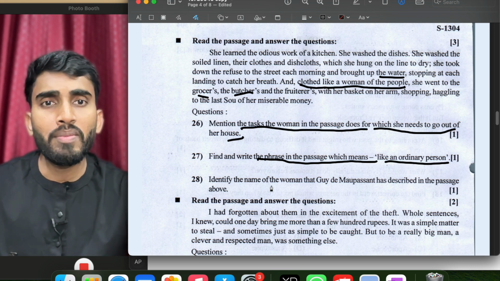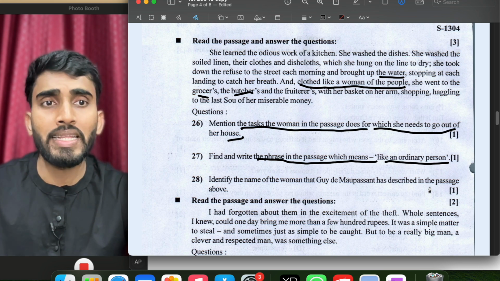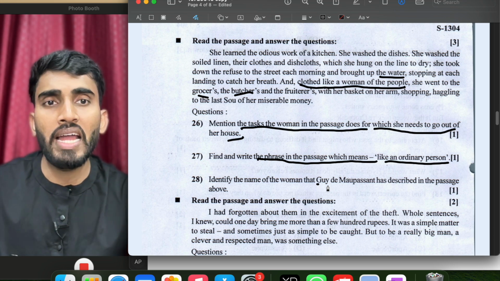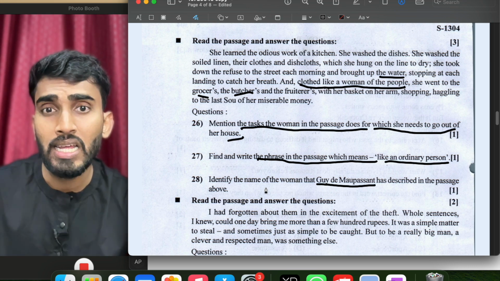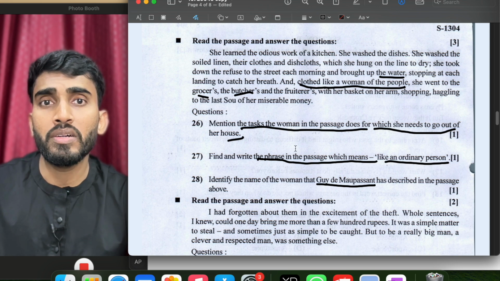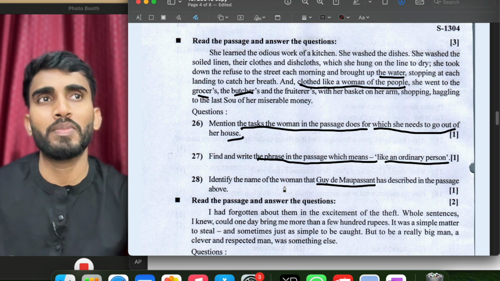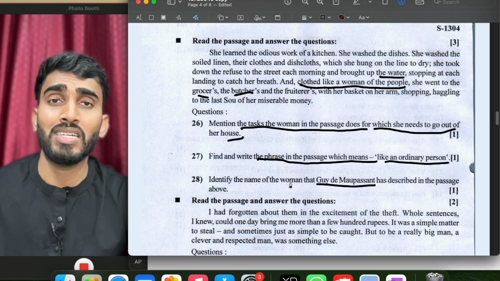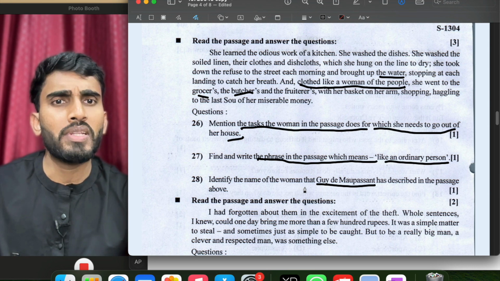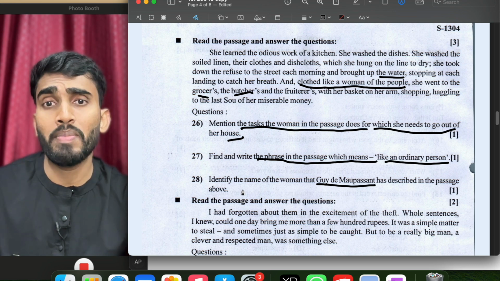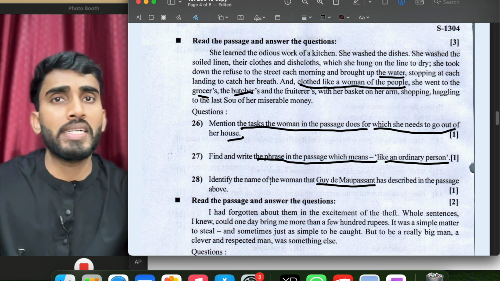Then identify the name of the woman that Guy de Maupassant has described in the passage. So this Guy de Maupassant is the author of this unit, which is called The Necklace. So the name of the woman here is, you must know the basic story. As per the story, the name of that lady is Matilda. So we'll write here the name of the woman that Guy de Maupassant has described in the passage above is Matilda. You can write Matilda or Matilda Loisel.